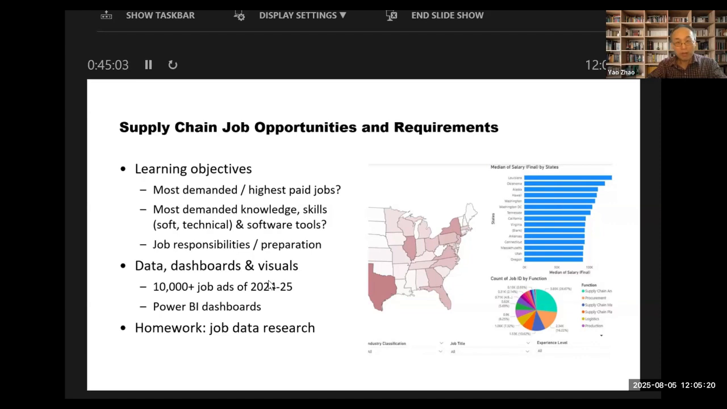So the homework is for students to do a job data research, to find for the jobs they are interested, how many jobs are there, and the salary statistics, and also the job requirements. I also get the students to share the insights, and to learn from each other.